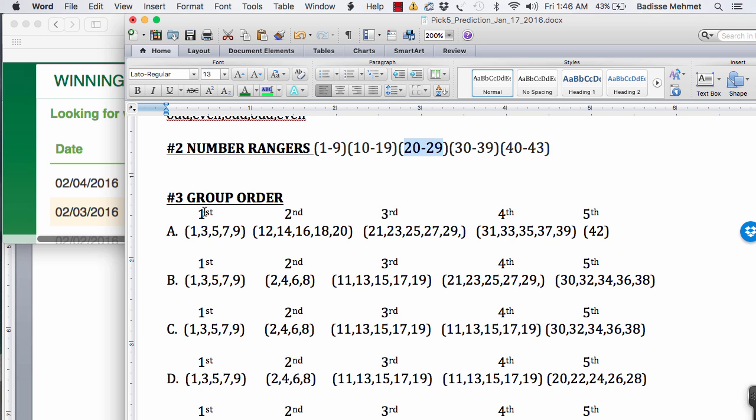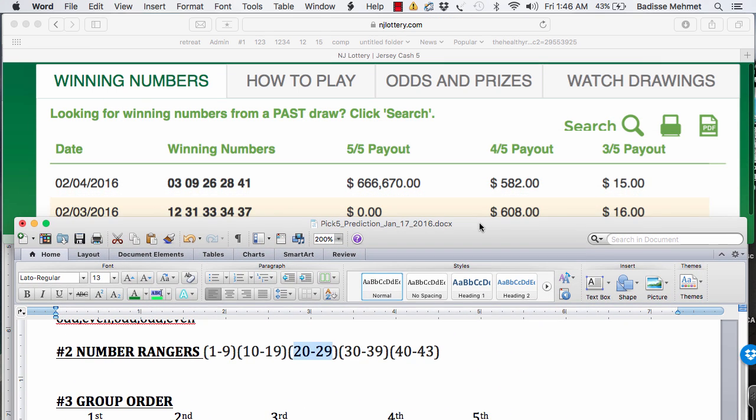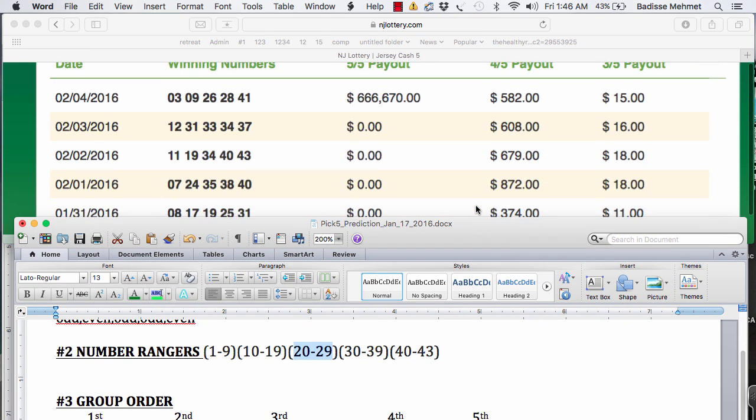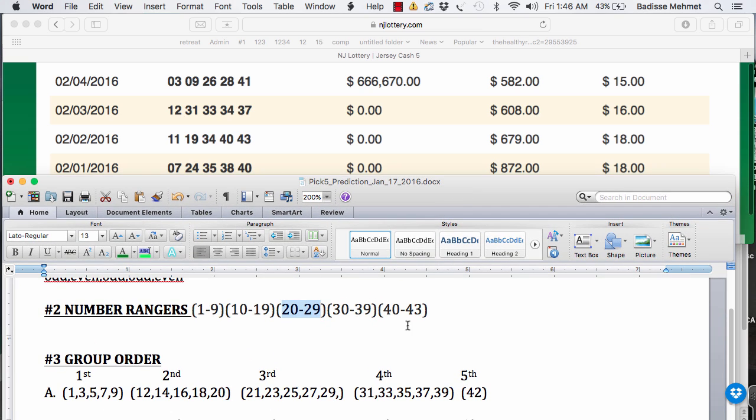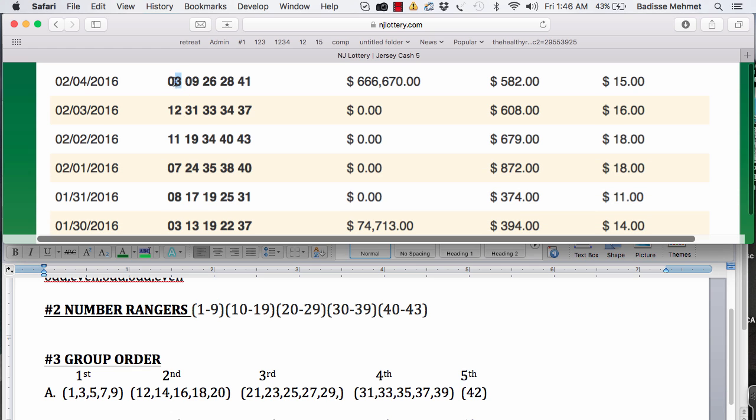For example, you have 5 numbers that are coming out. First, second, third, fourth, fifth, right? Now, let me just go over something really quick because some people might not understand what I mean by number ranges. When I mean number ranges, you see here 1 to 9? Meaning the first position, if you study the number patterns, they tend to be between 1 and 9.